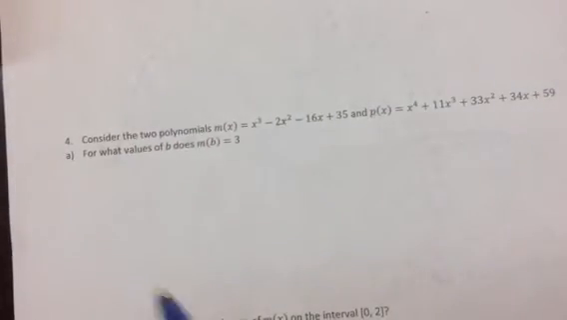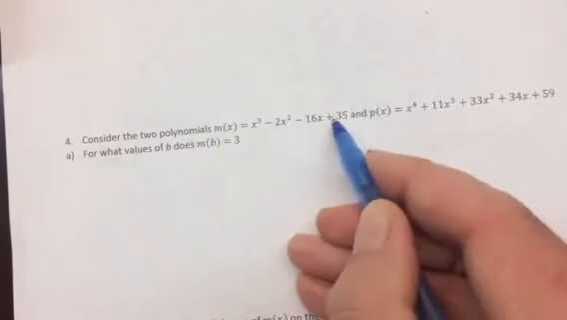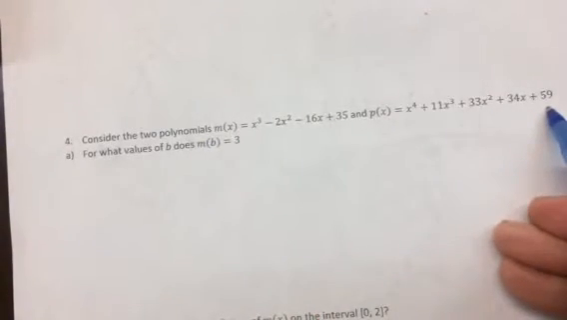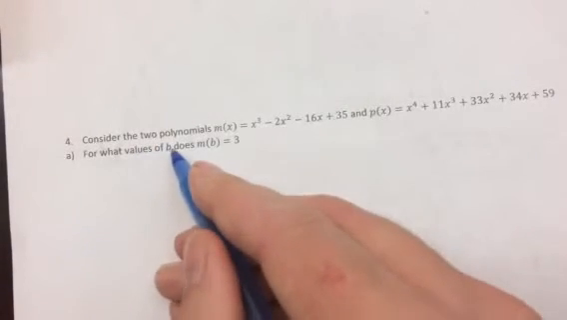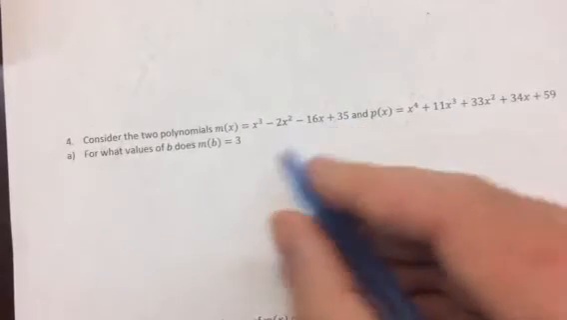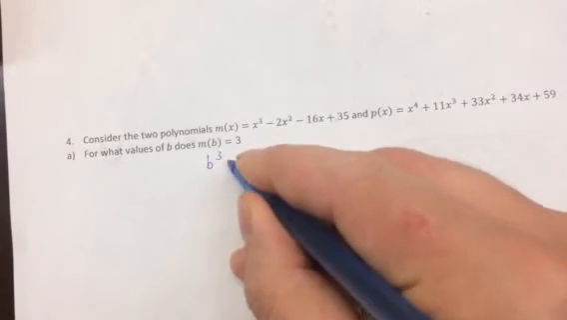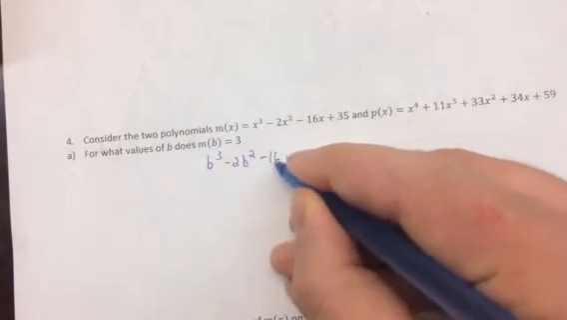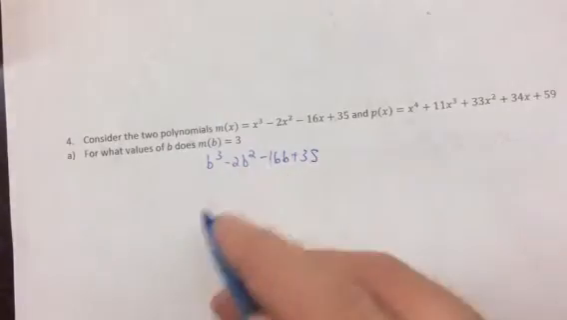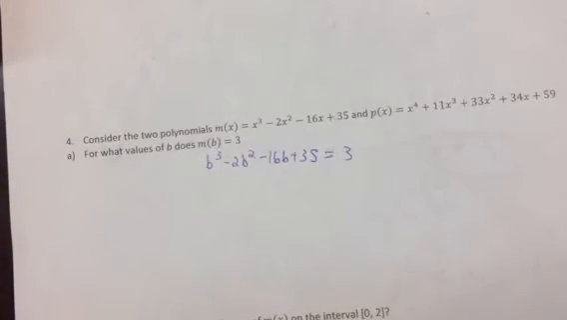All right, on the back, I'm not going to do these for you, but I will at least make sure we understand what's going on with these tricky questions. We've got two polynomials, m of x equals this and p of x equals this. For what values of b does m of b equal 3? If m of x is this, m of b means you plug in b. So it's going to be b cubed minus 2b squared minus 16b plus 35. That's m of b, and we want to know where that equals 3, so we set it equal to 3.